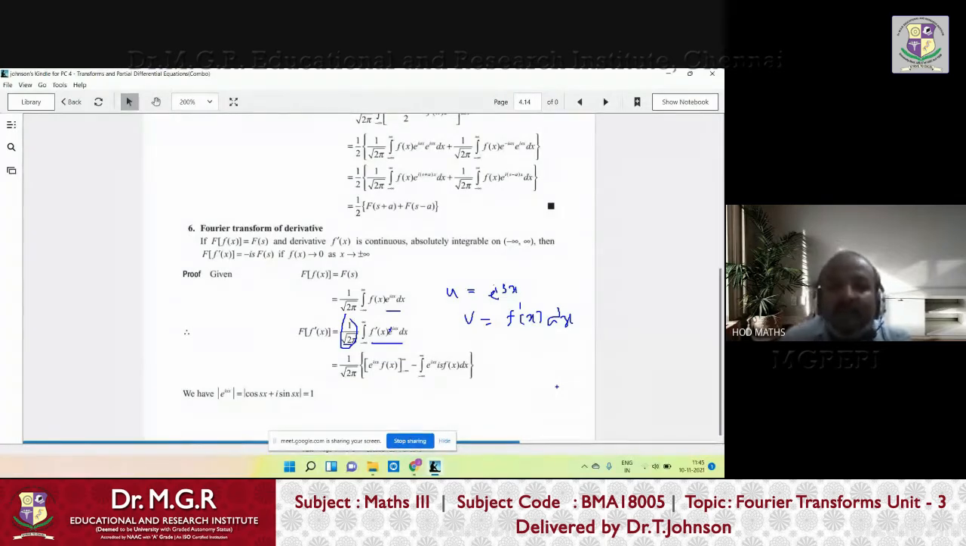But what we need is a relation between f dash of x and f of x, right? So we take u equals e power isx and v equals f dash of x. Then we can easily use the u dv formula. Since u equals e power isx, the formula is uv minus integral v du. Here dv is f dash of x dx, so v equals f of x.